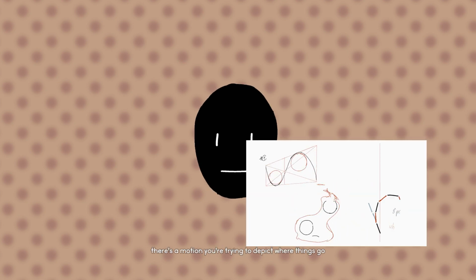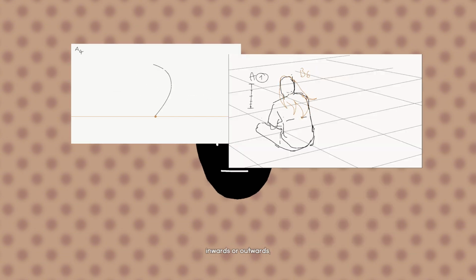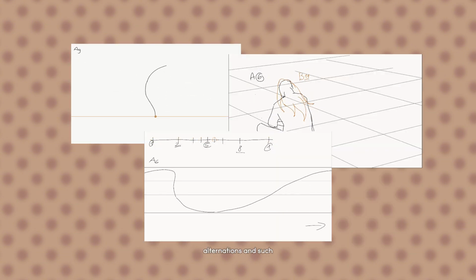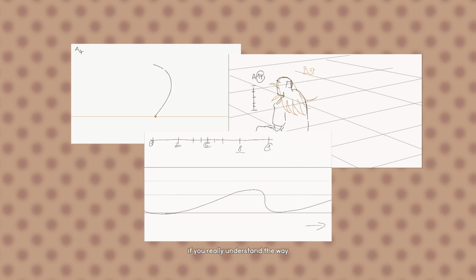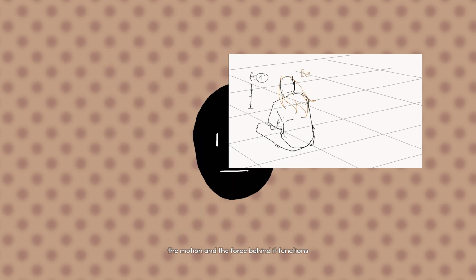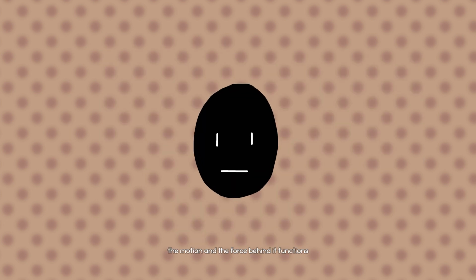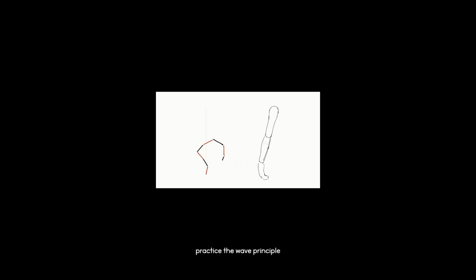There's a motion you're trying to depict where things go either left or right, inward or outward, alternations and such, which are only understandable if you really understand the way the motion and the force behind it functions. That also just boils down to spacing and ball exercises, magic dot, you know what I'm saying? So yeah, and please practice the wave principle.